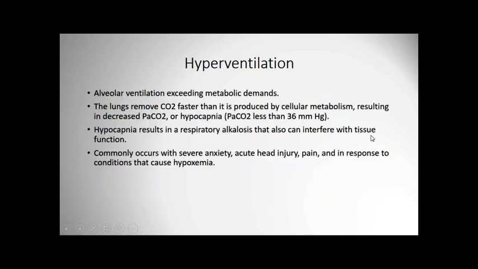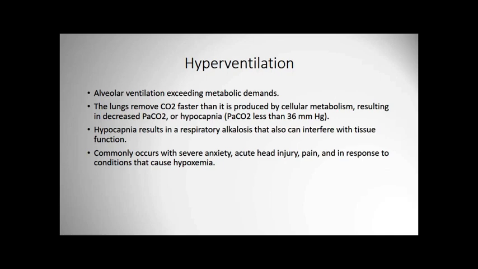Now hyperventilation is the contrary, when the ventilation exceeds the metabolic demands. Now the lungs are gonna remove CO2 faster. If we eliminate CO2, we are gonna develop hypocapnia, low partial pressure of CO2 below 36 millimeters of mercury. And this will produce a respiratory alkalosis that also will interfere with the tissue functions. This will occur with anxiety, head injury, with pain, and also in response to anything that causes hypoxemia.